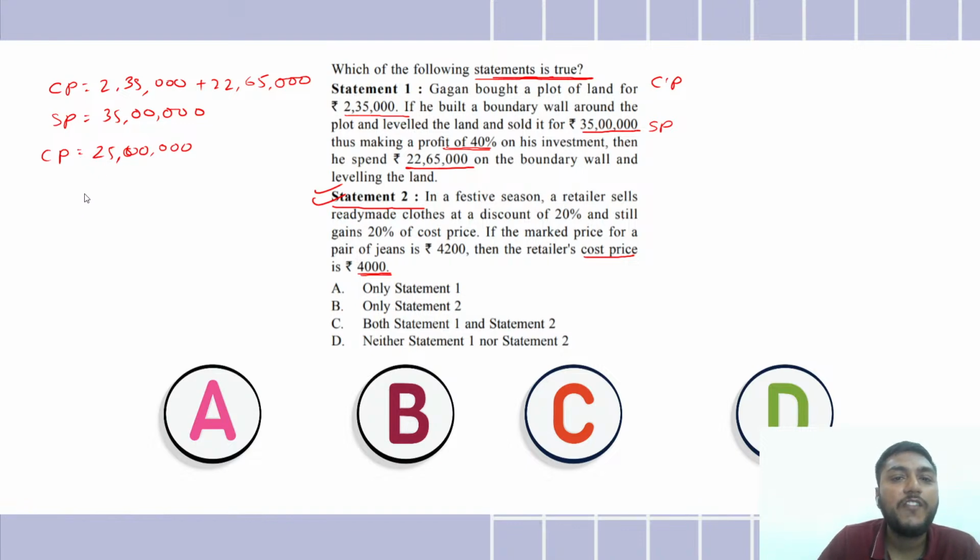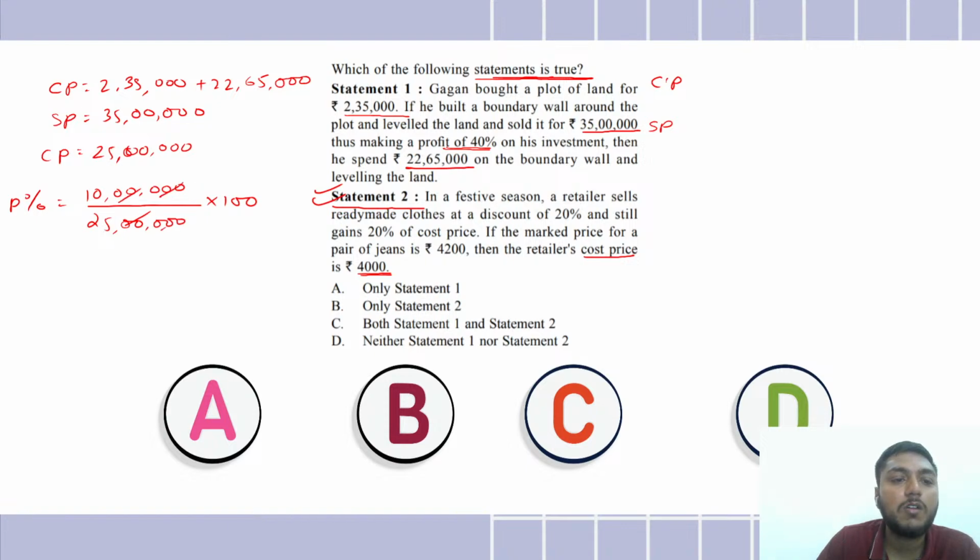That is profit upon CP into 100. So now we have a profit of 10 lakh rupees, right? 35 lakh minus 25 lakh, that is 10 lakh rupees, and then we have to divide it by cost price, that is 25 lakh, multiplied by 100. So now this is the profit percentage, and we have to check whether it is true or not, right?